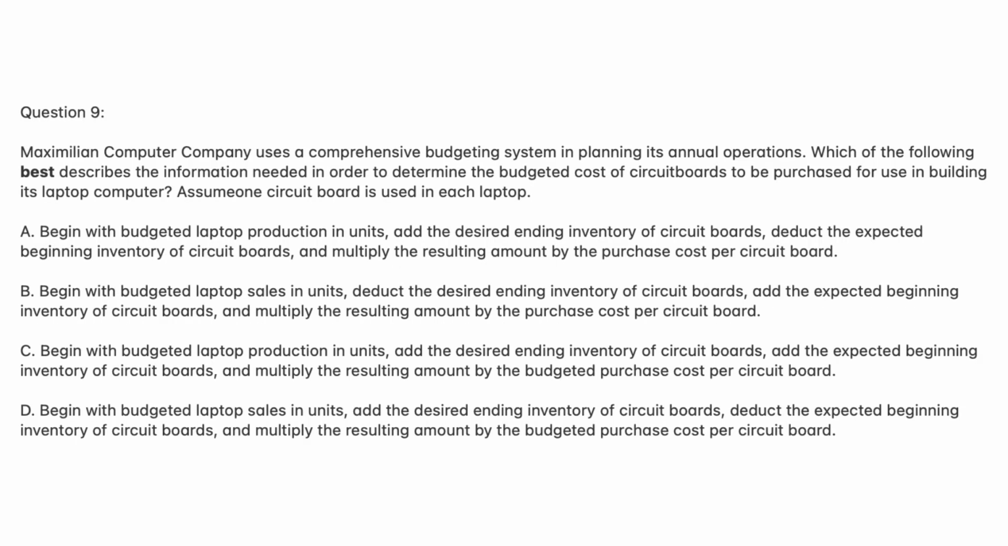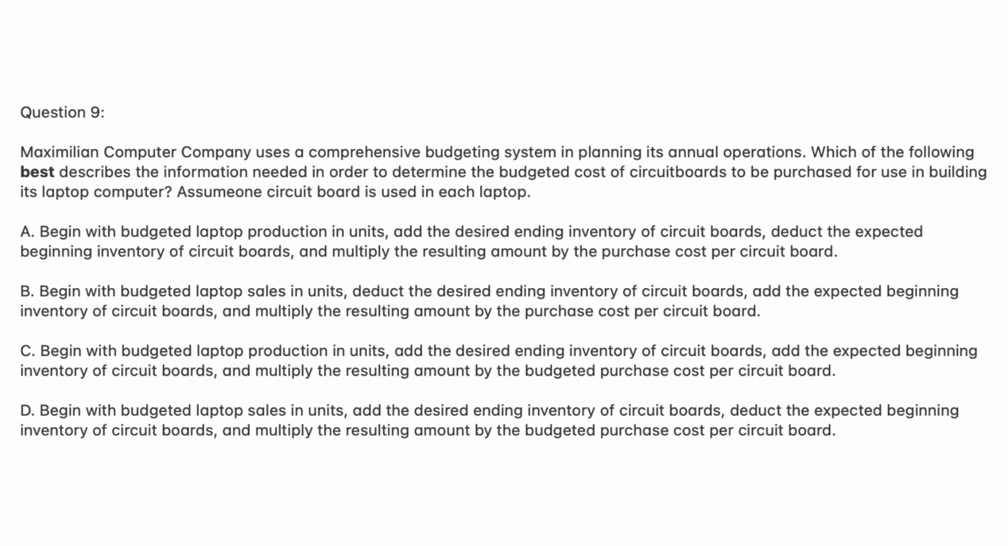Question 9. Maximilian Computer Company uses a comprehensive budgeting system in planning its annual operations. Which of the following best describes the information needed in order to determine the budgeted cost of circuit boards to be purchased for use in building its laptop computer? Assume one circuit board is used in each laptop. A. Begin with budgeted laptop production in units, add the desired ending inventory of circuit boards, deduct the expected beginning inventory of circuit boards, and multiply the resulting amount by the purchase cost per circuit board.